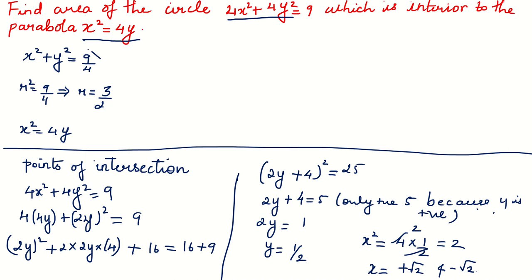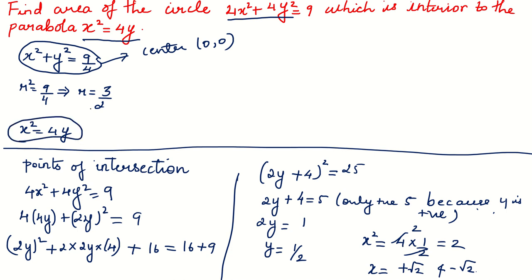Now this equation I have simplified, and you remember in the beginning we discussed, if it is in this form, the center of the circle is the origin, and the radius is nothing but the square root of 9 by 4, that is 3 by 2. And this is the equation of the parabola. Now let us draw what we have understood.